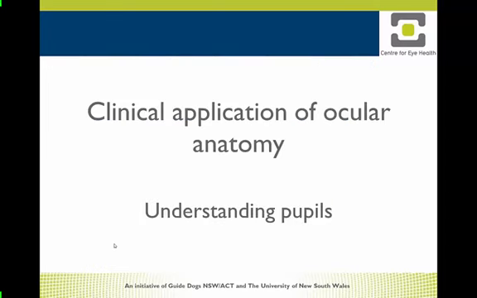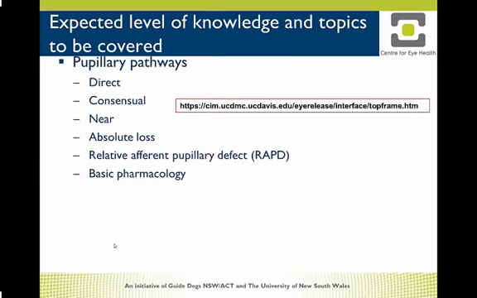Let's now look at pupil anomalies, and in this, what I plan to do is just touch on a couple of key concepts that hopefully will allow you to investigate your patients fully in order to arrive at a suitable diagnosis. Just a summary, the pupillary pathways involve direct, consensual, near. There can be an absolute loss or the Marcus Gunn type pupil. The RAPD is probably a better term, and I'll define that in the next slide. And we'll go through some basic pharmacology.